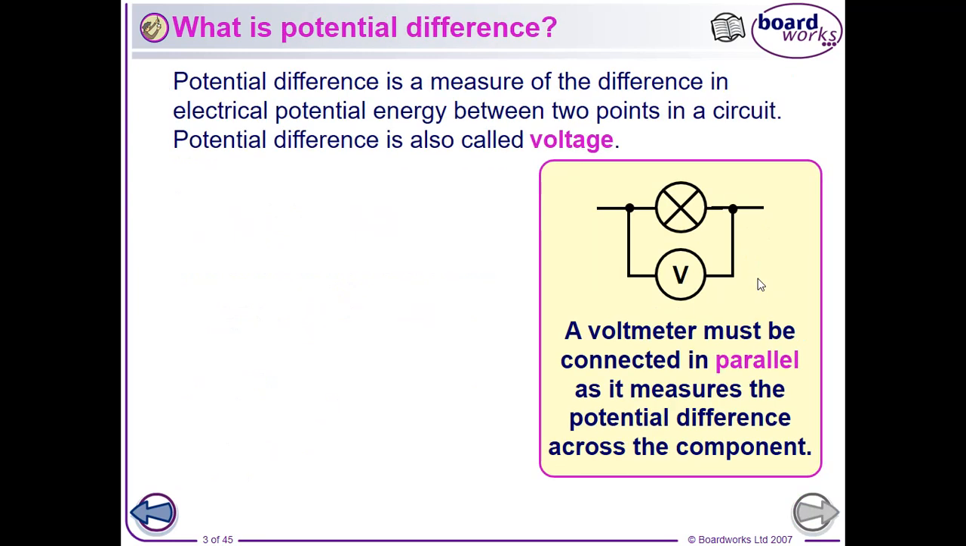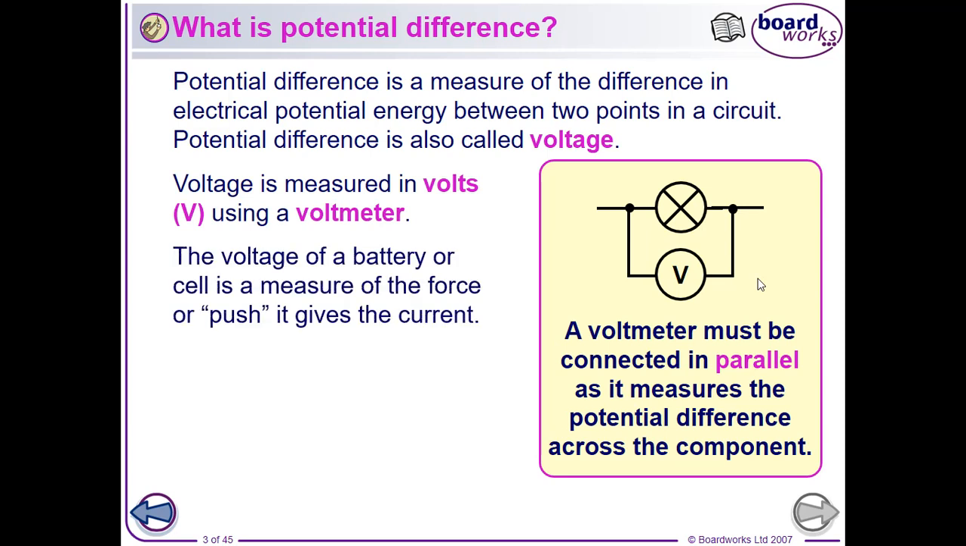So potential difference is a measure of the difference in the amount of electrical potential energy between 2 points in the circuit. It's the difference between how much energy the current is carrying between 2 places in the circuit. So the cell will give energy to the current, and a bulb will take energy away from the current. Now, to measure this, we use a voltmeter, and the voltmeter has to be connected in parallel. So it's connected to 2 different places in the circuit because it has to measure the difference in the amount of energy that the current has between these 2 different places in the circuit.